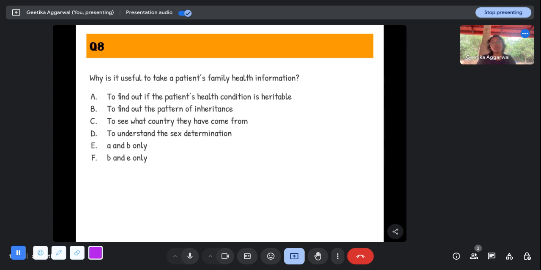So, why should doctors spend time in taking the family health information of a patient? Is it to find out if the patient's health condition is heritable? Is it to find out the pattern of inheritance, to see what country they've come from, or to understand the sex determination, A and B only, or B and E only?